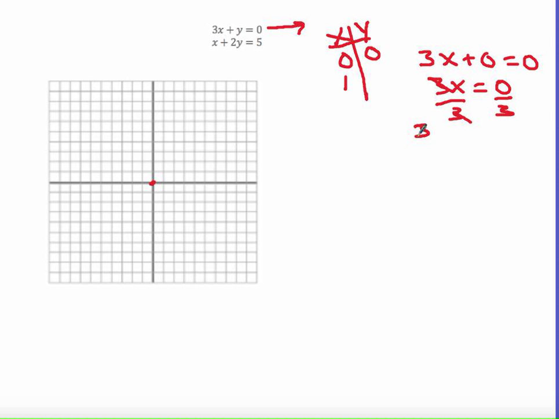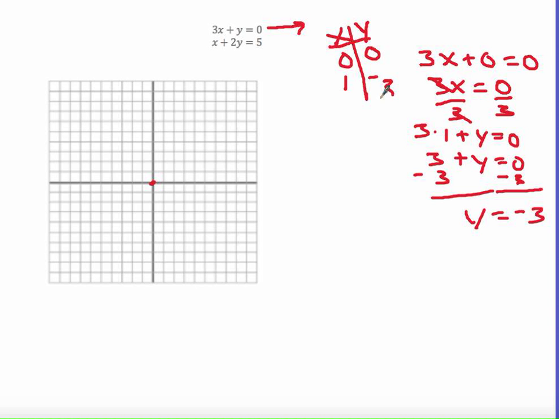Now we're going to get 3 times 1 plus y equals 0. We're going to get 3 plus y equals 0. Subtract 3 from both sides, and we get y equals -3.